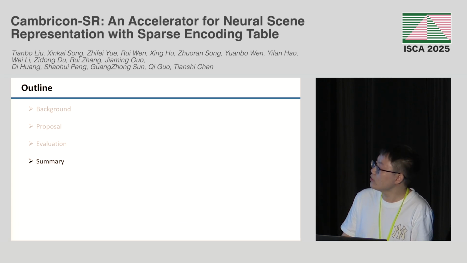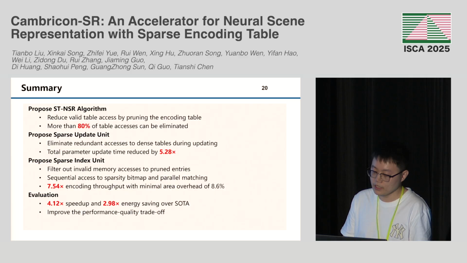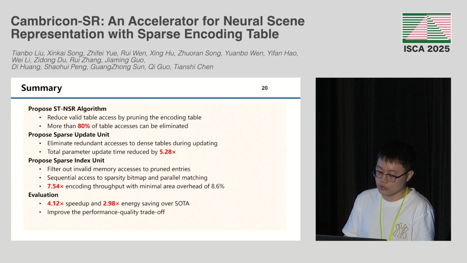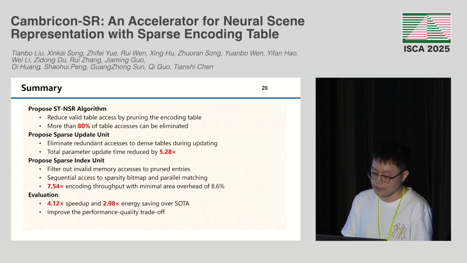And here is the summary of this talk. First, we propose the STNSR algorithm to reduce the number of valid encoding table accesses by pruning the encoding table. Second, we propose the sparse update unit to eliminate redundant accesses to the dense table during updating the sparse table. Finally, we propose the sparse index unit to filter out invalid memory accesses to pruned entries with minimum area overhead.